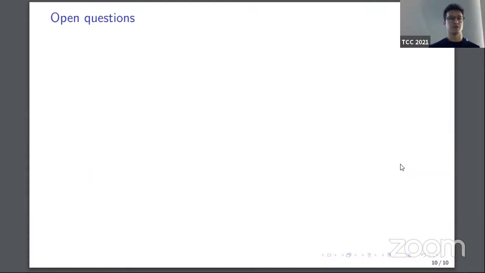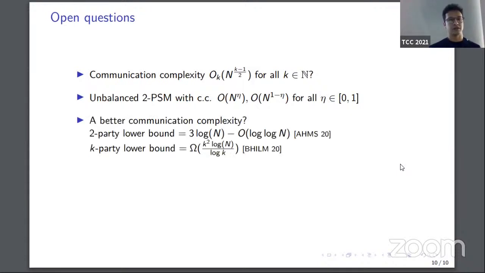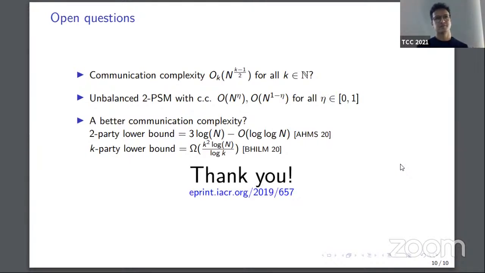There still remain open questions. So the first two are, can we expand and generalize our result? So our new complexity for all K, and our new unbalanced PSM for all eta. And then the moonshot is to find a better communication complexity all in all, because we are still far away from the theoretical best, which is in the big O of log n. Thank you.